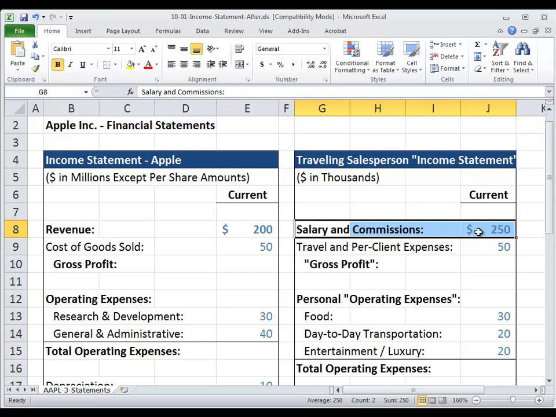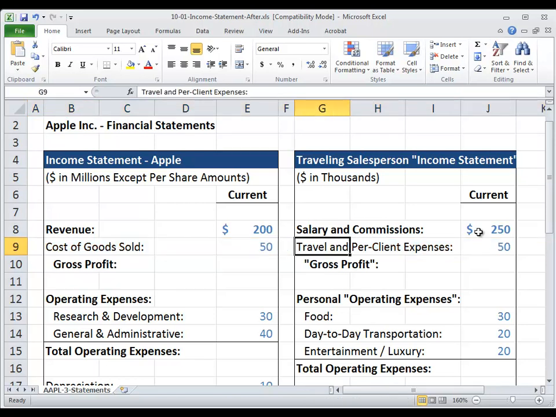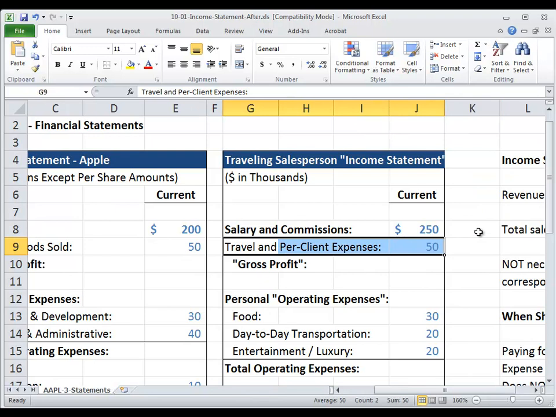Now, the travel and per client expenses here are very similar to cost of goods sold. These correspond to additional expenses that you're going to have as a result of earning income from your job. So in this case, for a traveling salesperson, the more they travel, the more that they can sell. And so this is going to be directly linked to how much in salary and commissions. For a salesperson, it's really going to be linked to the commissions part of what they're actually earning.